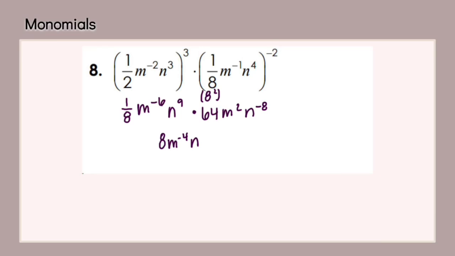So now to write our final answer, anything with a negative exponent needs to go into a denominator. So 8 and n both have positive exponents of just positive 1, so they stay on top. And then m to the 4th will go on the bottom. And that's our final answer.